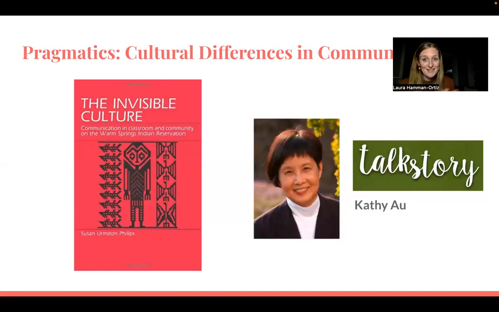A different and opposite cultural communication pattern is that of many children growing up in Hawaii. Kathy Au is very well known for being one of the first researchers to document something that she called talk story, which is the way that when young Hawaiian children were together, there was a communication pattern that was very normal where they would overlap one another's stories. So one would be talking and sharing something, another one would jump in, and that was a normal communication pattern.